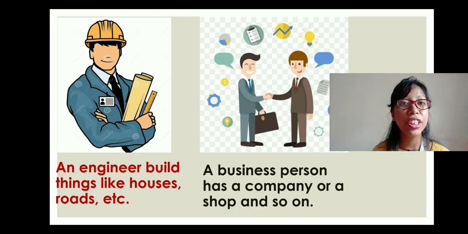An engineer builds things like houses, roads, etc. There are many things that are being built. These persons are called the ones who give the outline of that house or roads or what things are required. They are called engineers.